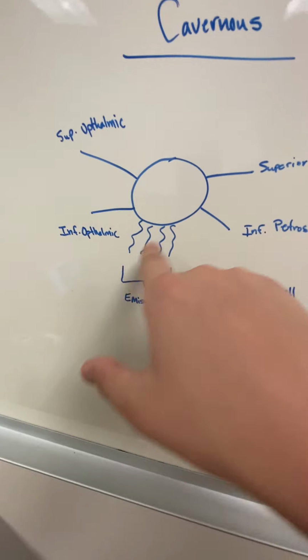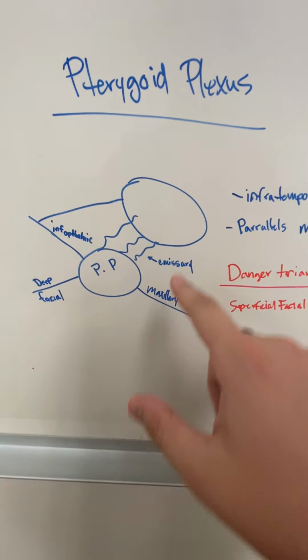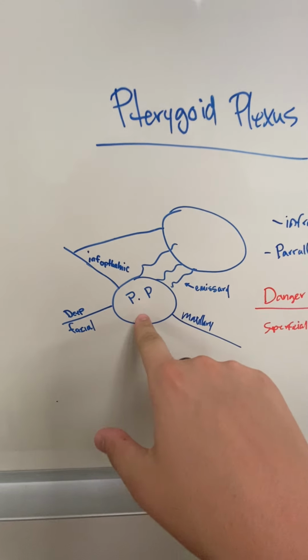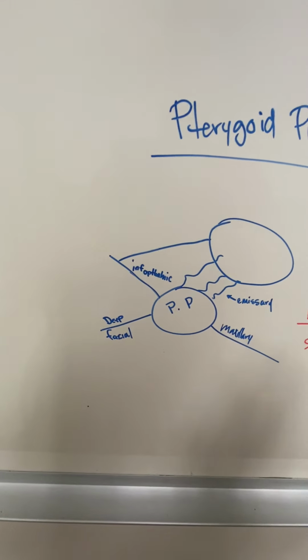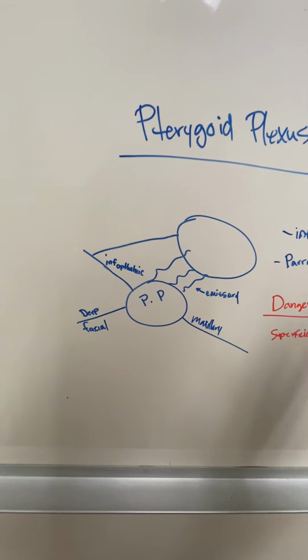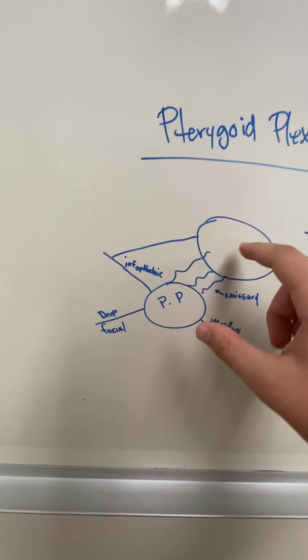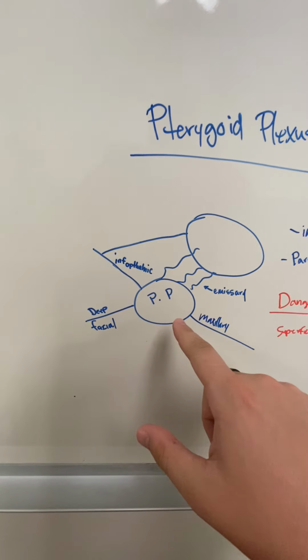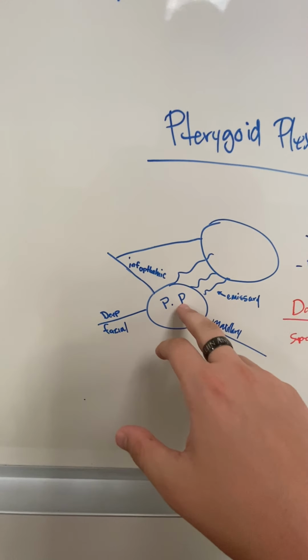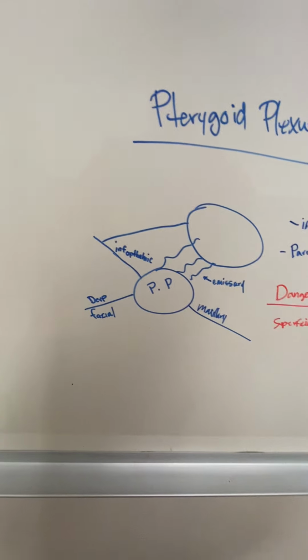So after we get these emissary veins, we have this pterygoid plexus down here. So here's the cavernous sinus, pterygoid plexus. Something that was in the big picture from class is that this inferior ophthalmic actually feeds both cavernous and the pterygoid plexus. But in her notes, on the slide on pterygoid plexus, she doesn't have the inferior ophthalmic feeding it.